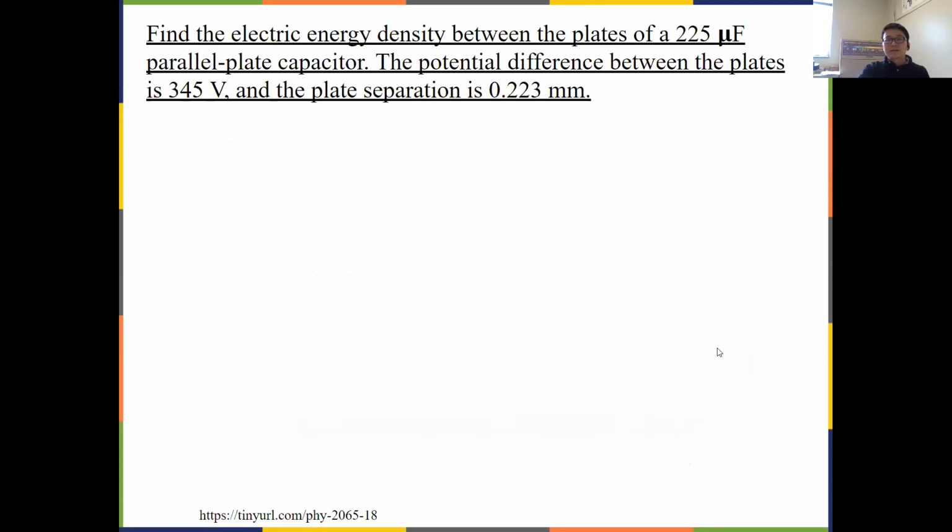All right, but let's take a look at this example first. It says you have a capacitor of 225 microfarad. The potential difference between the two plates is 345, and the separation is 0.223 millimeter. What's the electric energy density? To calculate the electric energy density, we'll use 1/2 epsilon naught E squared, right? That's what we're going to use. So let's take a look at how to solve this one.